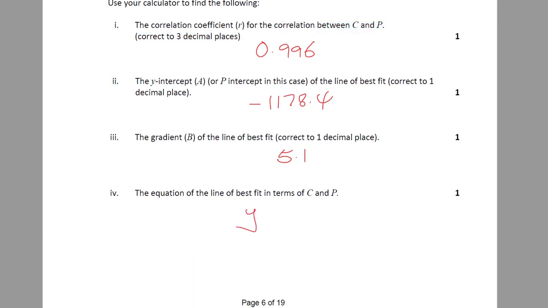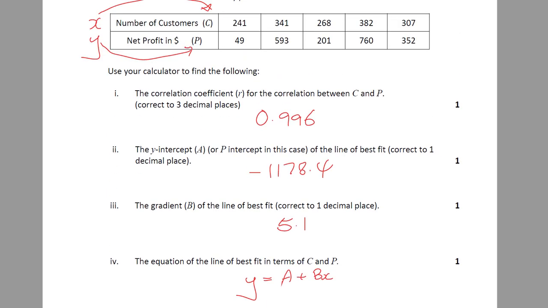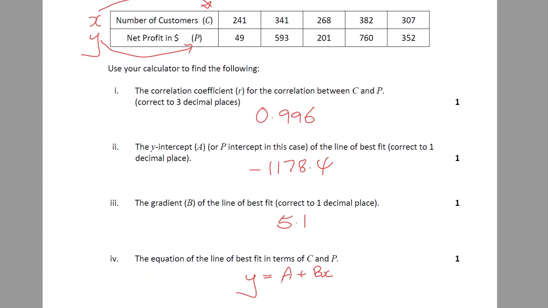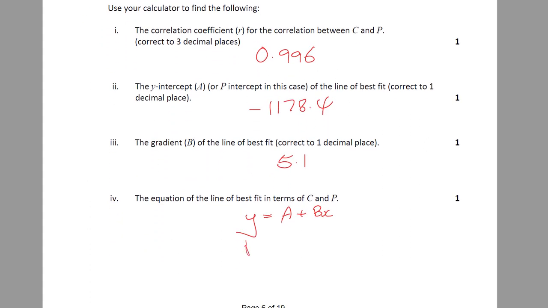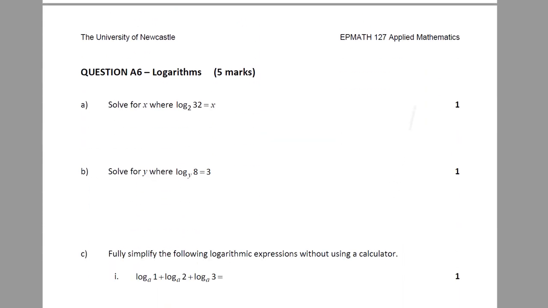Well, as soon as it says equation of the line of best fit, I think equation is y equals, flashbacks, it's y equals a plus bx. But we said the y-axis, what was it? Y is a P and x is a C. A is minus 1178.4, and B is 5.1. So the profit equals minus 1178.4 plus 5.1 C. That's my equation. A6, logs.